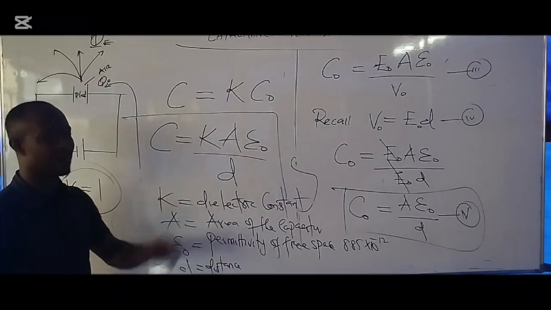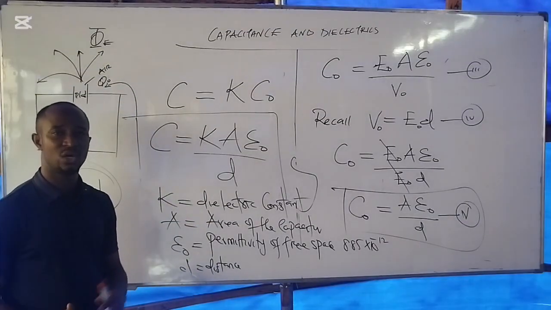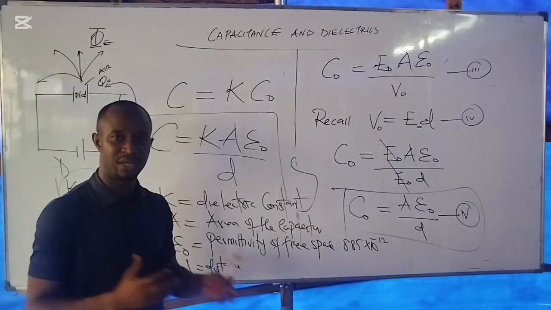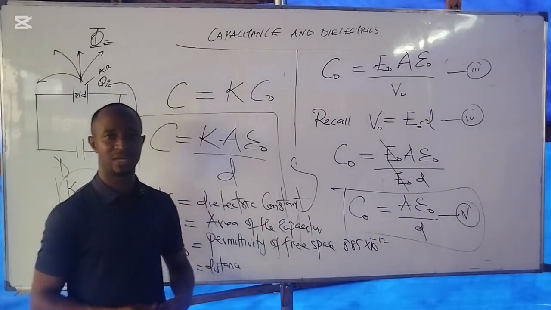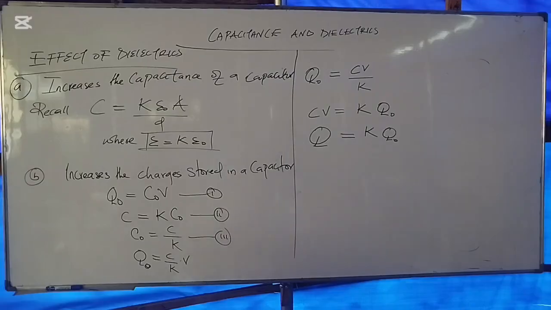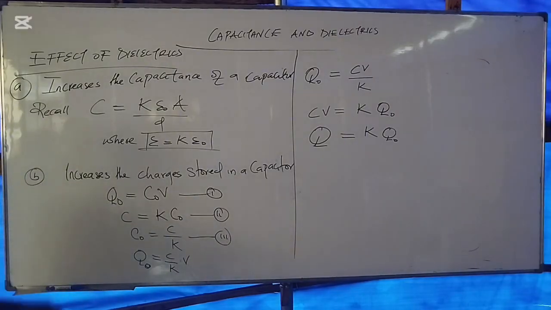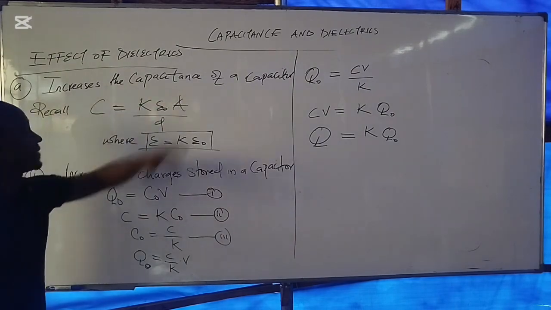This is the formula for calculating the capacitance of any dielectric material that is being placed in between the two parallel plates in a capacitor. Okay, let's look at the effect of dielectrics. The first effect is that it increases the capacitance of a capacitor.